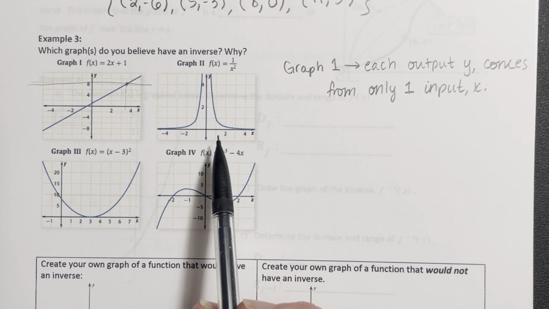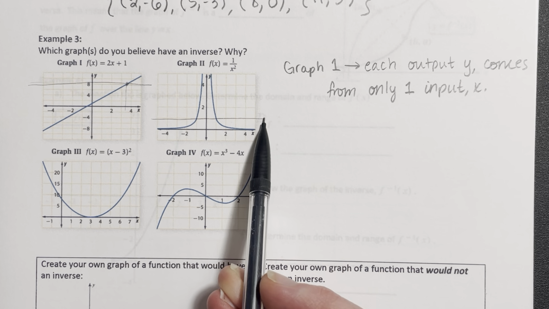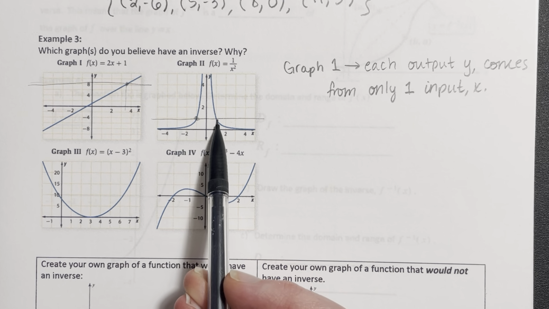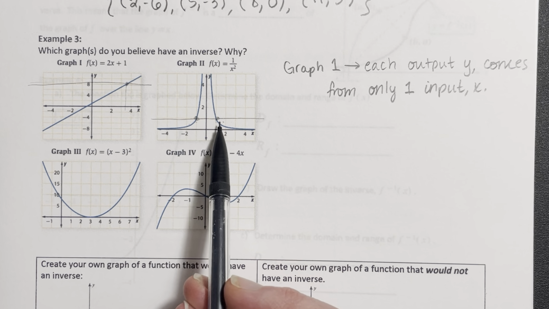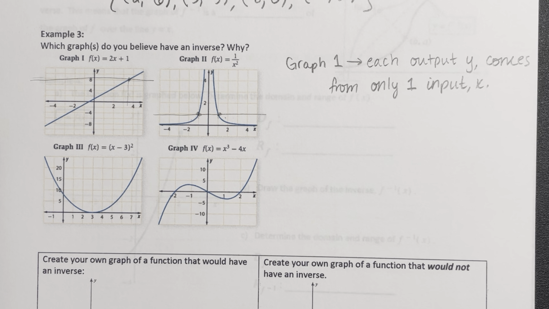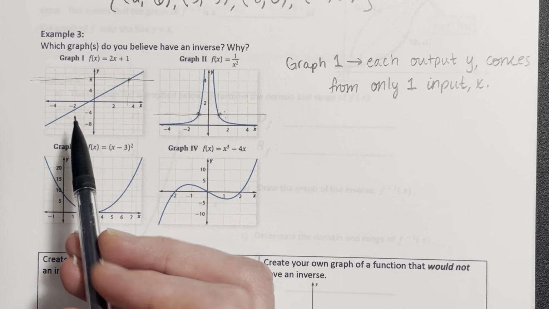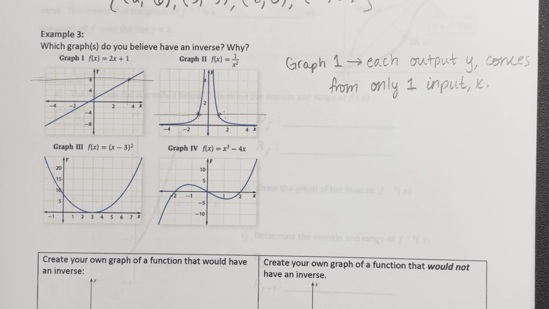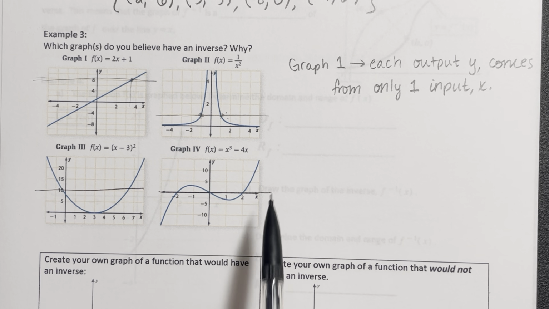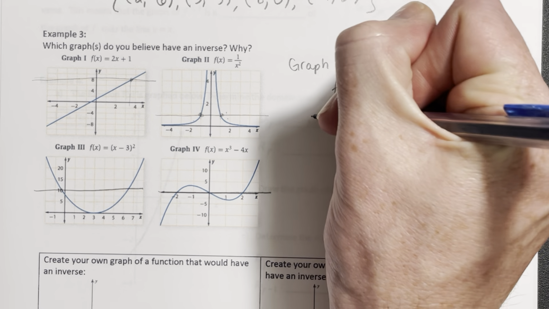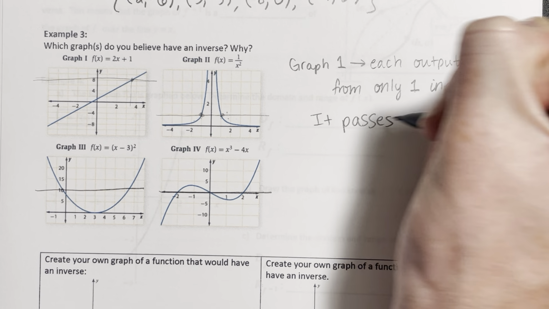In graph 2, we could draw a line at y equals 1 here and see that this intersects the function twice. So there are 2 x values that give you an output of 1. This would fail the horizontal line test. So this would not be one-to-one. In fact, graph 1 is the only one that does have an inverse, because the other 3 graphs would fail that horizontal line test. So we can say that graph 1 passes the horizontal line test.